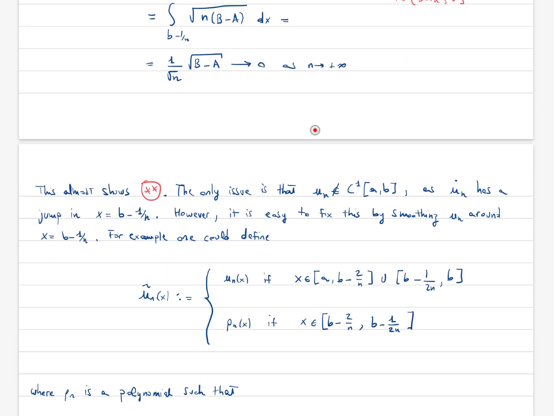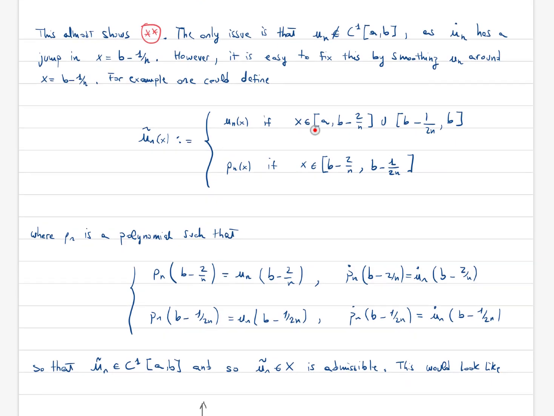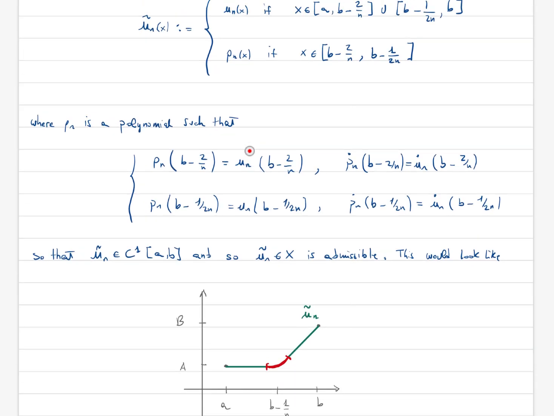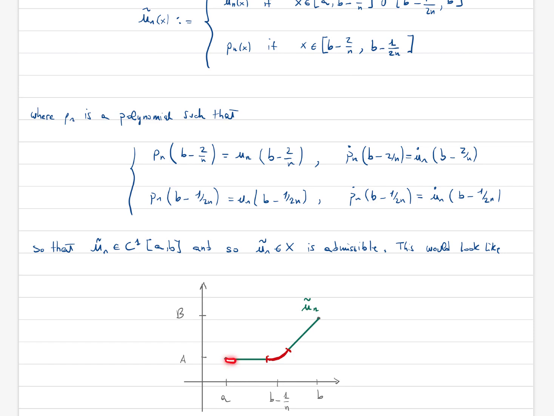How do you do that in this case? For example, okay, this is the comment that I just made. So now the idea is to smooth around. Let's show the picture first. So basically this was the corner function un, and we want to construct u tilde n such that this corner here is smoothed out, so you end up with something which is C1 and still looks very much like the original function.